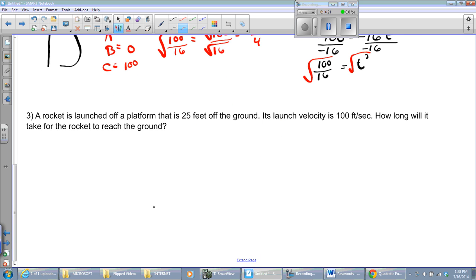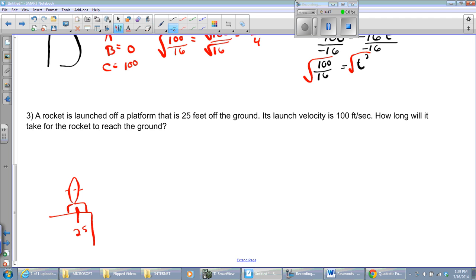All right, let's do one more problem. A rocket is launched off a platform that is 25 feet off the ground. So here's my platform. It's 25. Let me draw my rocket. There we go. There's my rocket. Don't like it? Tough. Take it up with Mrs. Wenmouth. I'm sure she can show you how to draw a rocket better than that.